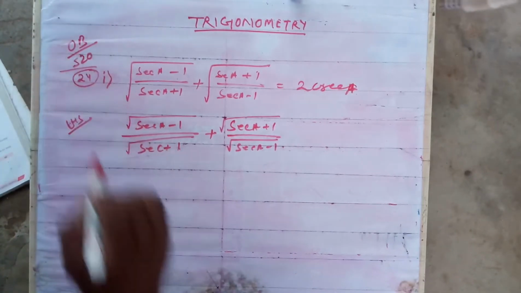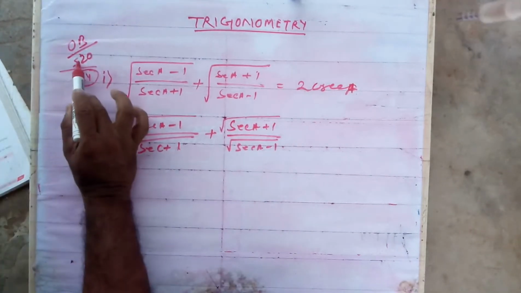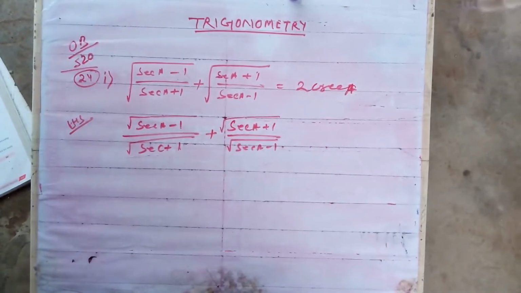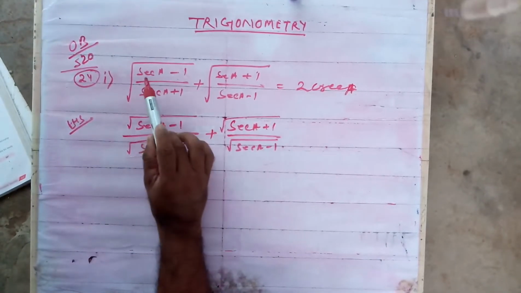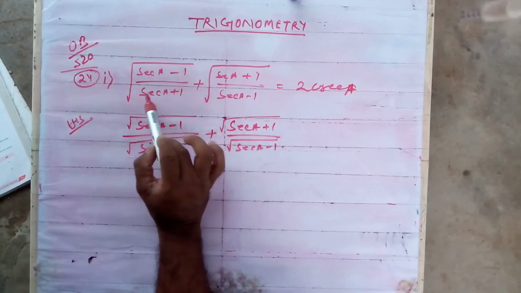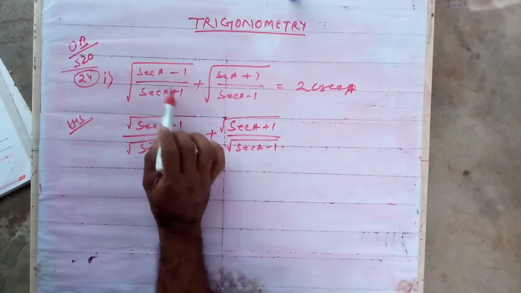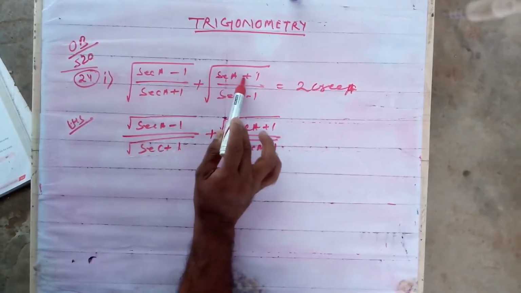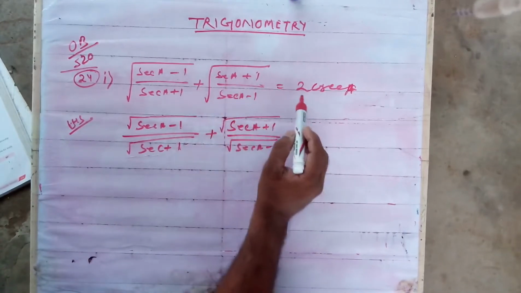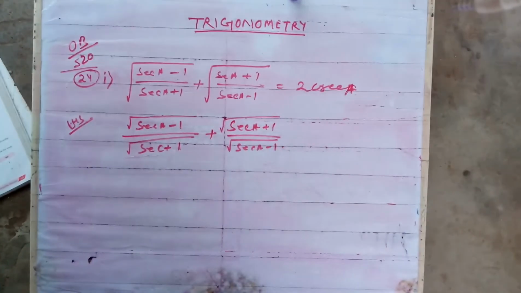Old textbook, ML Agarwal, page 520, question number 24, trigonometry. The question is: root of (sec a minus 1) over (sec a plus 1), plus root of (sec a plus 1) over (sec a minus 1), is equal to 2 cosec a. You have to prove it.